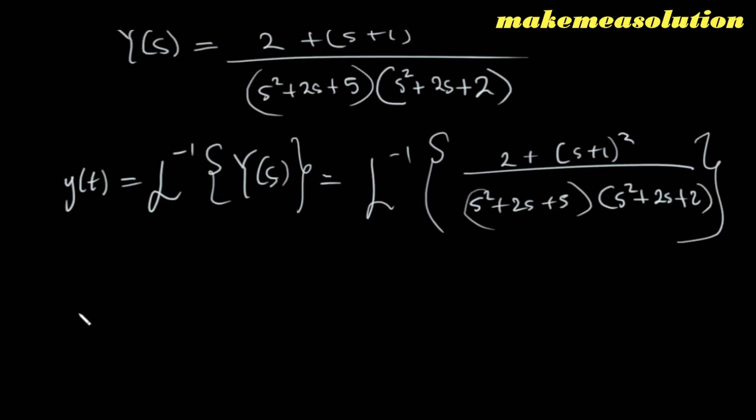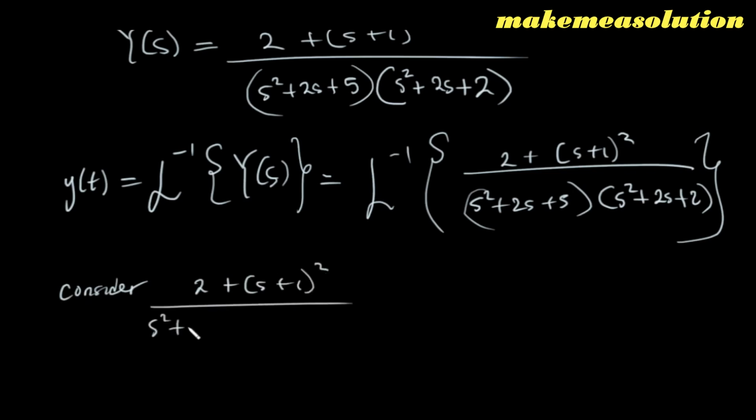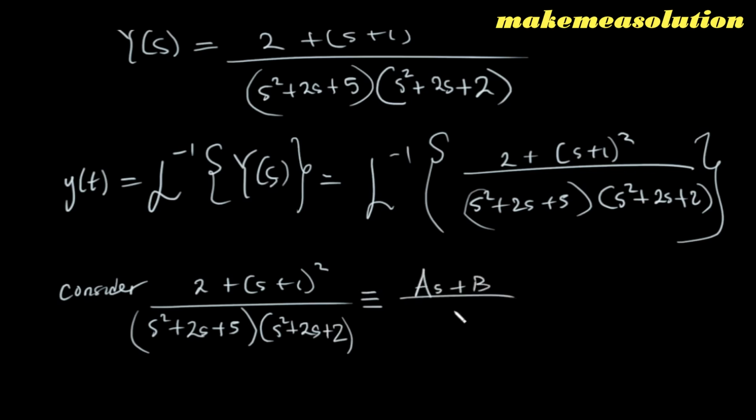Then if you have it in this way, the next thing that you need to do is consider this fraction over here: (2 + (s + 1)²) over (s² + 2s + 5)(s² + 2s + 2). So this is equivalent to (as + b) over (s² + 2s + 5), then you now have plus (cs + d) over (s² + 2s + 2).